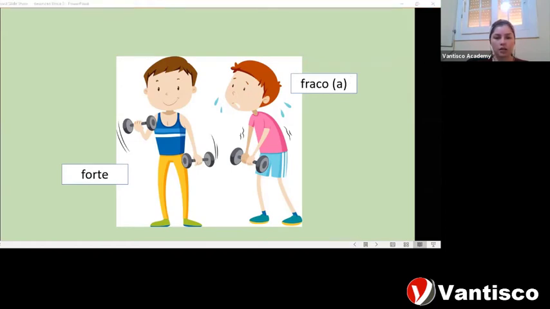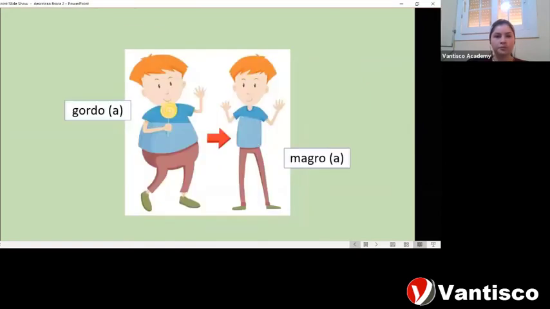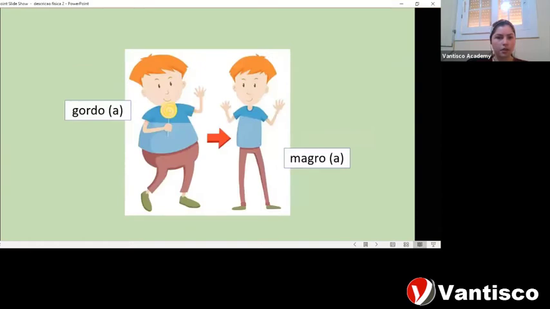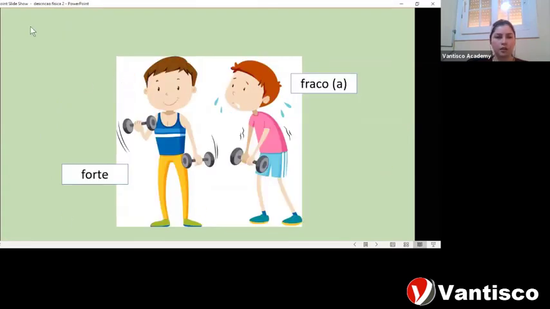So, here. I didn't type for you the previous. Ele é gordo, ele é magro. Okay, he's fat. He's slim. Here, the verb ser for sure. Ele é forte. E aqui, ele é fraco.